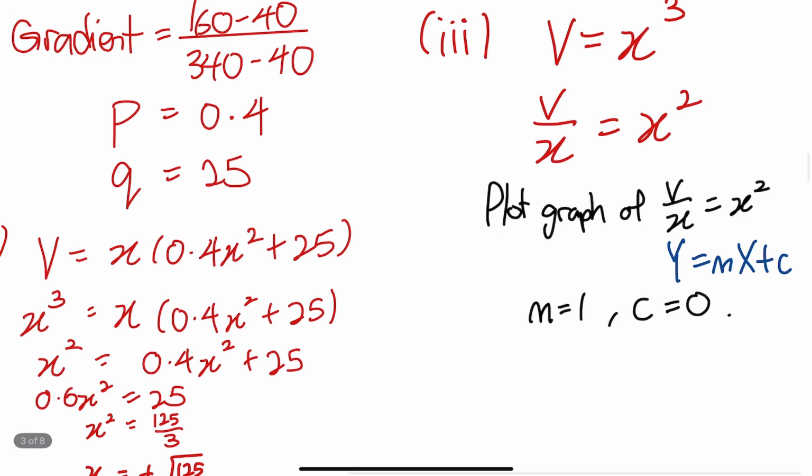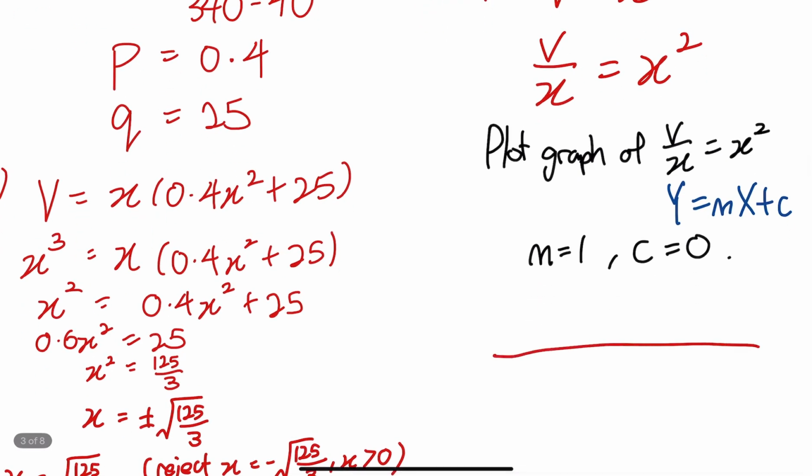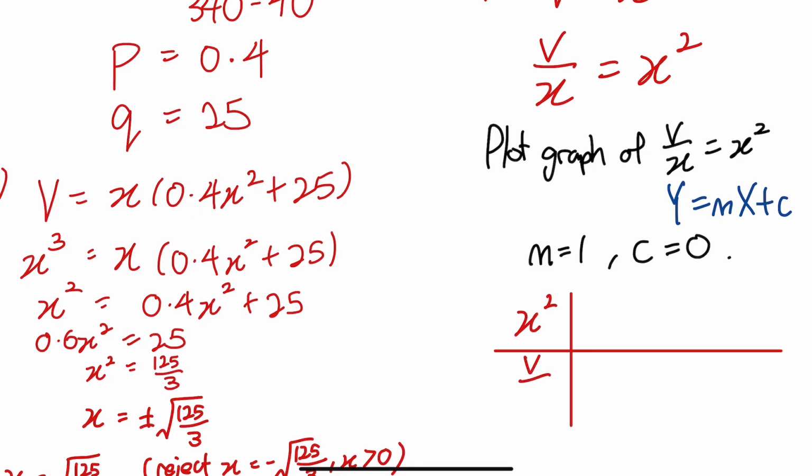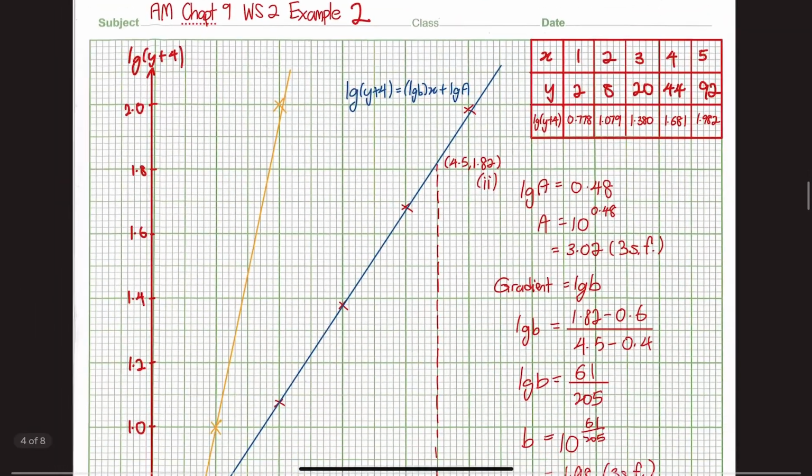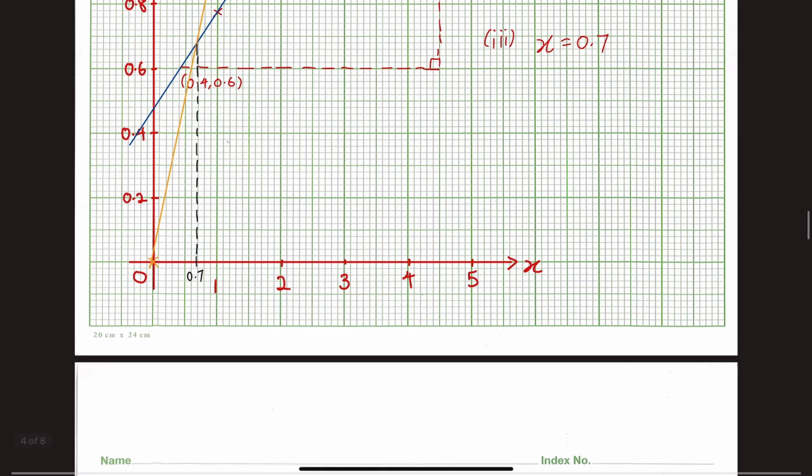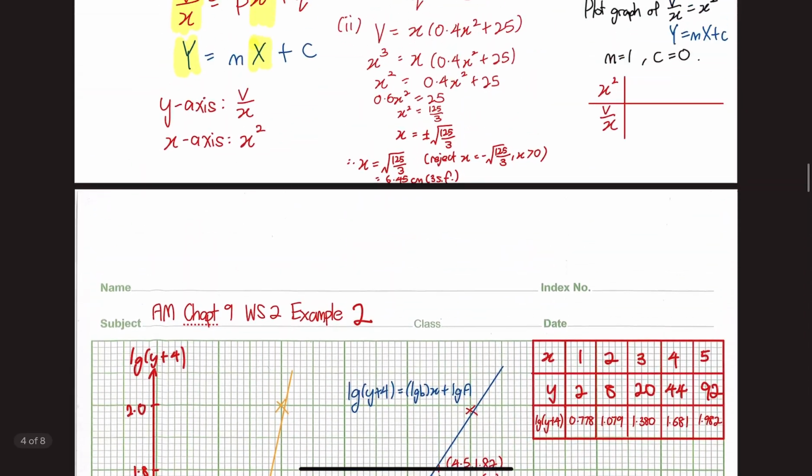Therefore, you just need to do your simple table of values. To draw a straight line, you just need 3 points. Okay, so to draw the table of values here, I'll get x squared and v over x. Since my table of values here, x is from 1 to 5, I can just choose, let's say 0, 1, and 2.